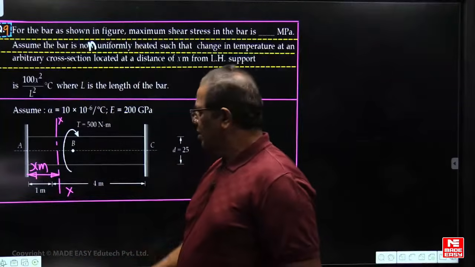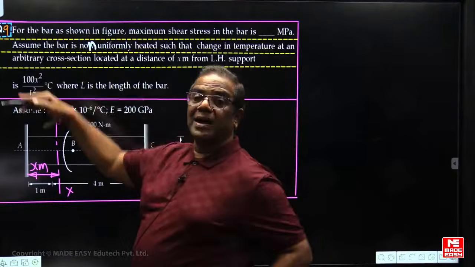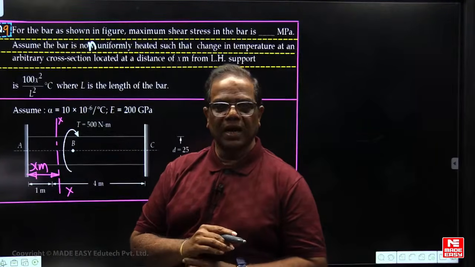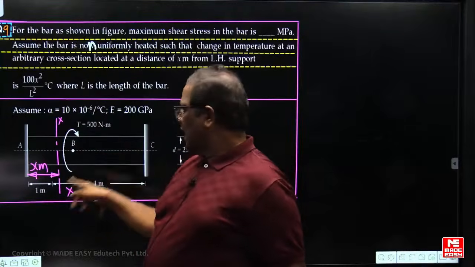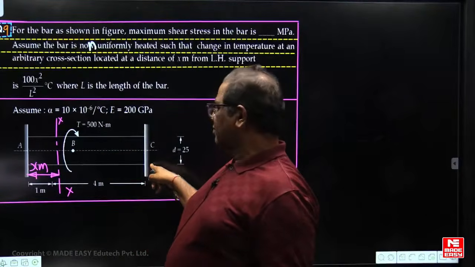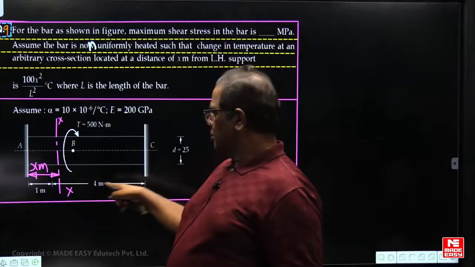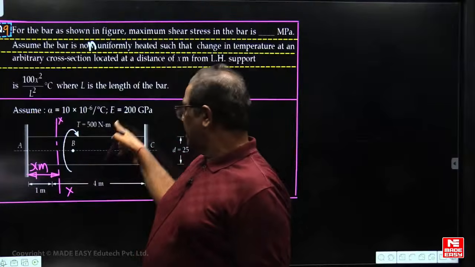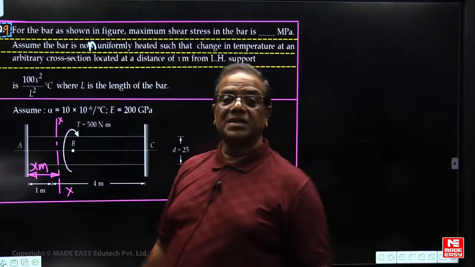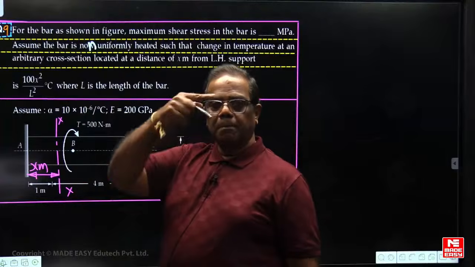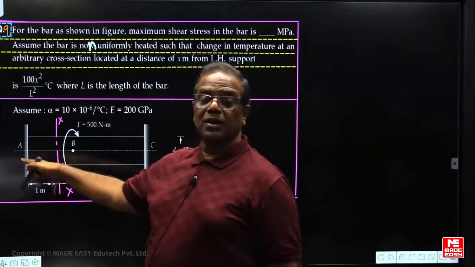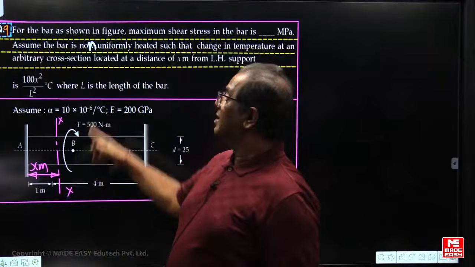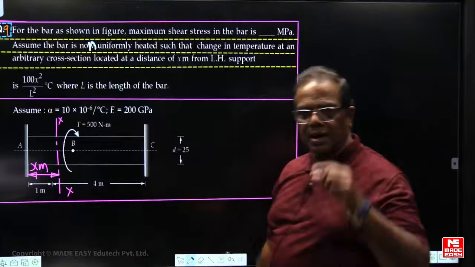The change in temperature is given as 100 x square upon L square, so the change in temperature varies parabolically. At x equal to 0 your change in temperature is 0, and at x equal to L, total length L, which is 5 meters, your change in temperature is 100. So change in temperature varies from 0 to 100 parabolically. And there is a twisting couple given now. It is asking what is the maximum shear stress in the bar.